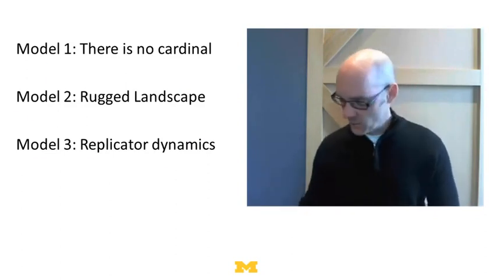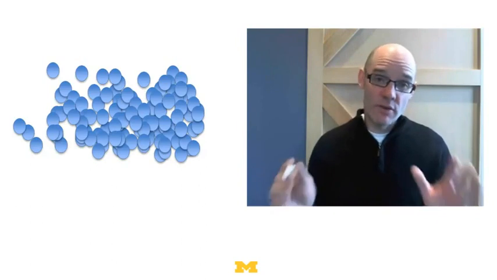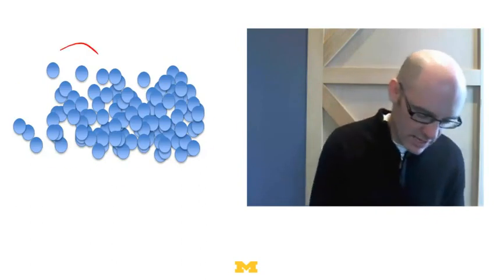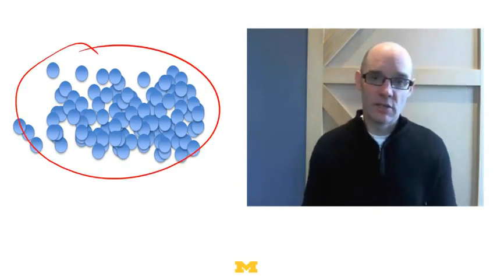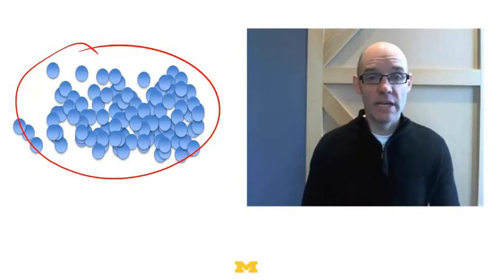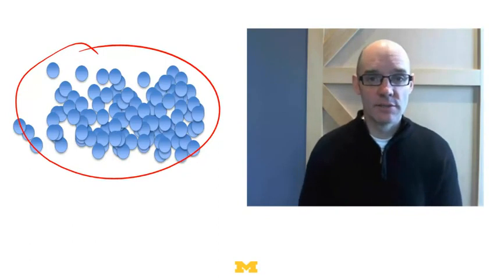Okay, so hang on, a lot going on here. So remember, there is no cardinal. That meant that there's a population of things that we call cardinal. There's genetic and phenotypic variation in the population of cardinals.